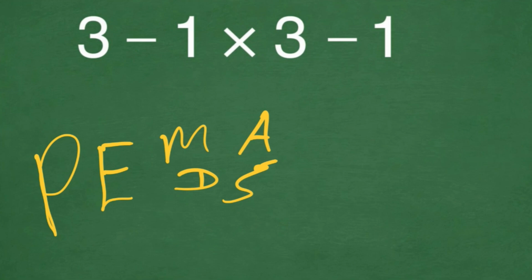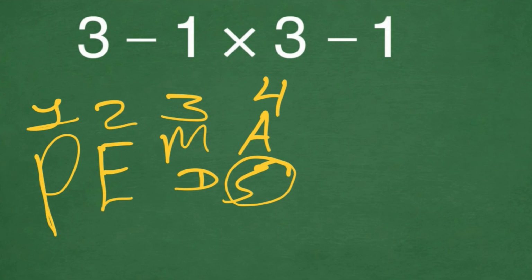according to the rule PEMDAS, P stands for parentheses, E stands for exponent, MD stands for multiplication or division, and A and S stand for addition or subtraction. So according to this rule, the first thing we need to solve is parentheses. The second thing we need to solve is exponent. The third thing we need to solve is multiplication or division. And finally, we have to solve addition or subtraction.